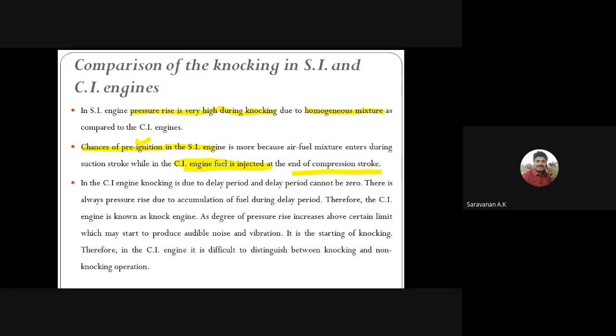Pre-ignition is possible in the SI engine, but it is not possible in the CI engine. Why? Because we supply the fuel through the injector at the end of the compression stroke, right? So here pre-ignition will not be there in the compression ignition engine. It will be only a chance for the SI engines, right?